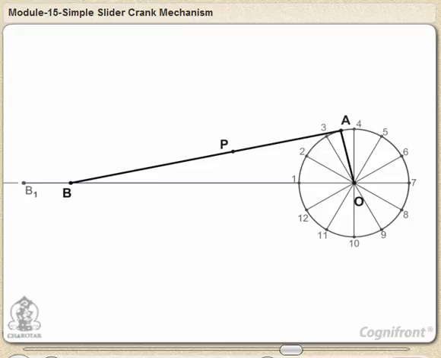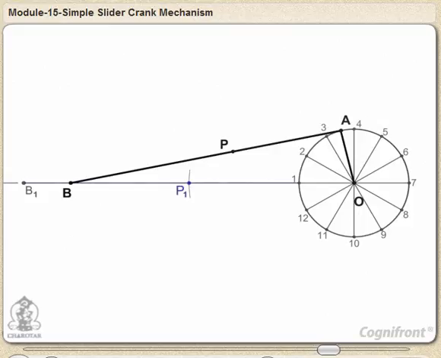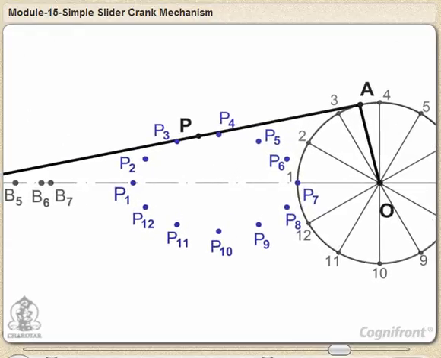Here, we have to trace the locus of the point P on the rod at a distance from point A. Now, again with center 1 and radius PA, cut the line 1B1 at point P1. Obtain other points in a similar manner. Then, draw a smooth curve through these points. This curve is the locus of point P.